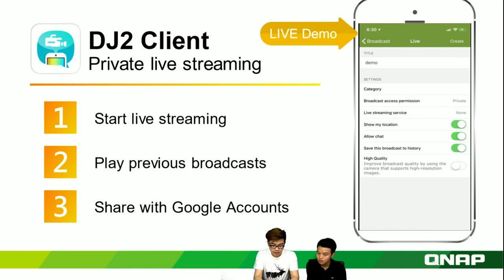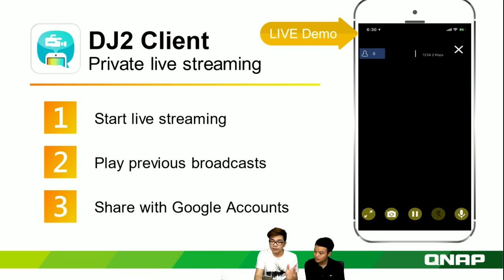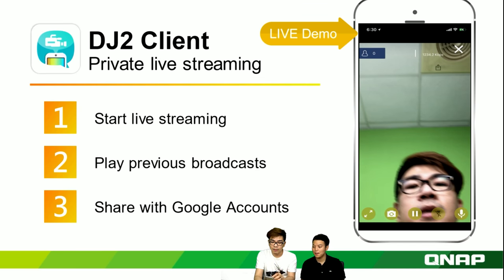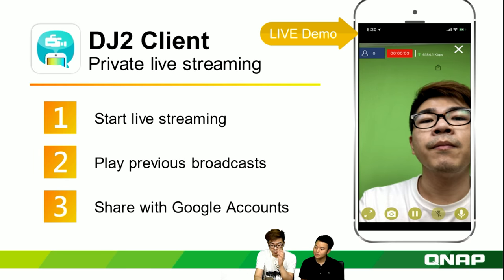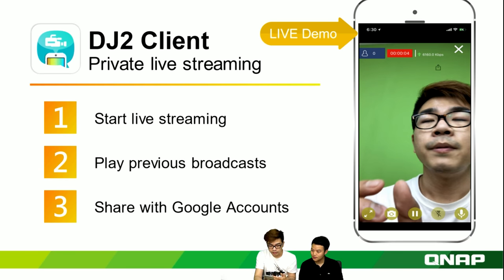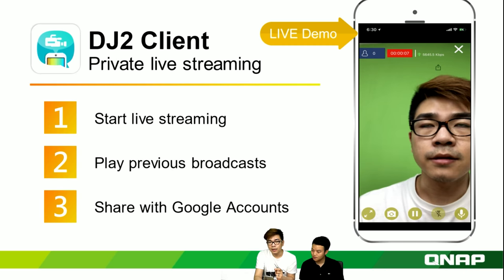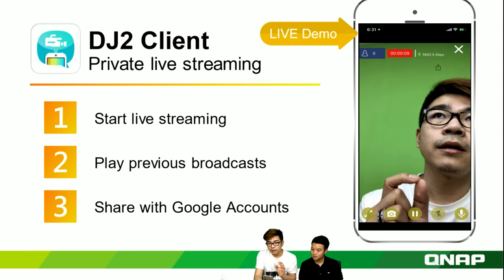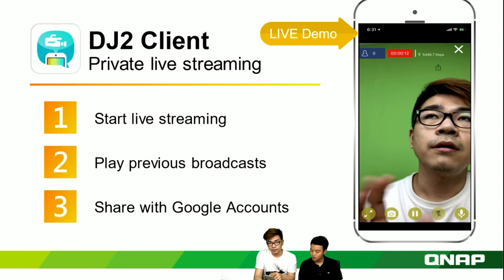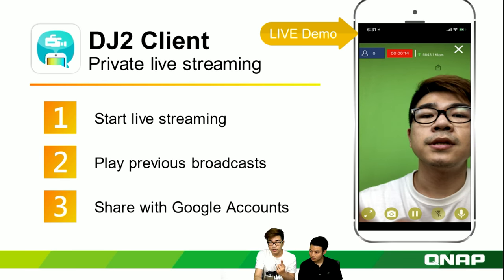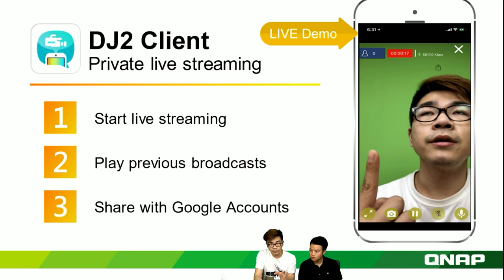You can also set whether you want to show your location, or whether you want to let other people chat with you. This is a very important thing. When we have done all the settings, we just create, and we can see how many followers are here, and how many BPS we are creating. This is also helpful: if you are not in a very good internet condition and you see the bandwidth consumption getting higher, you have to adjust the resolution for your video.